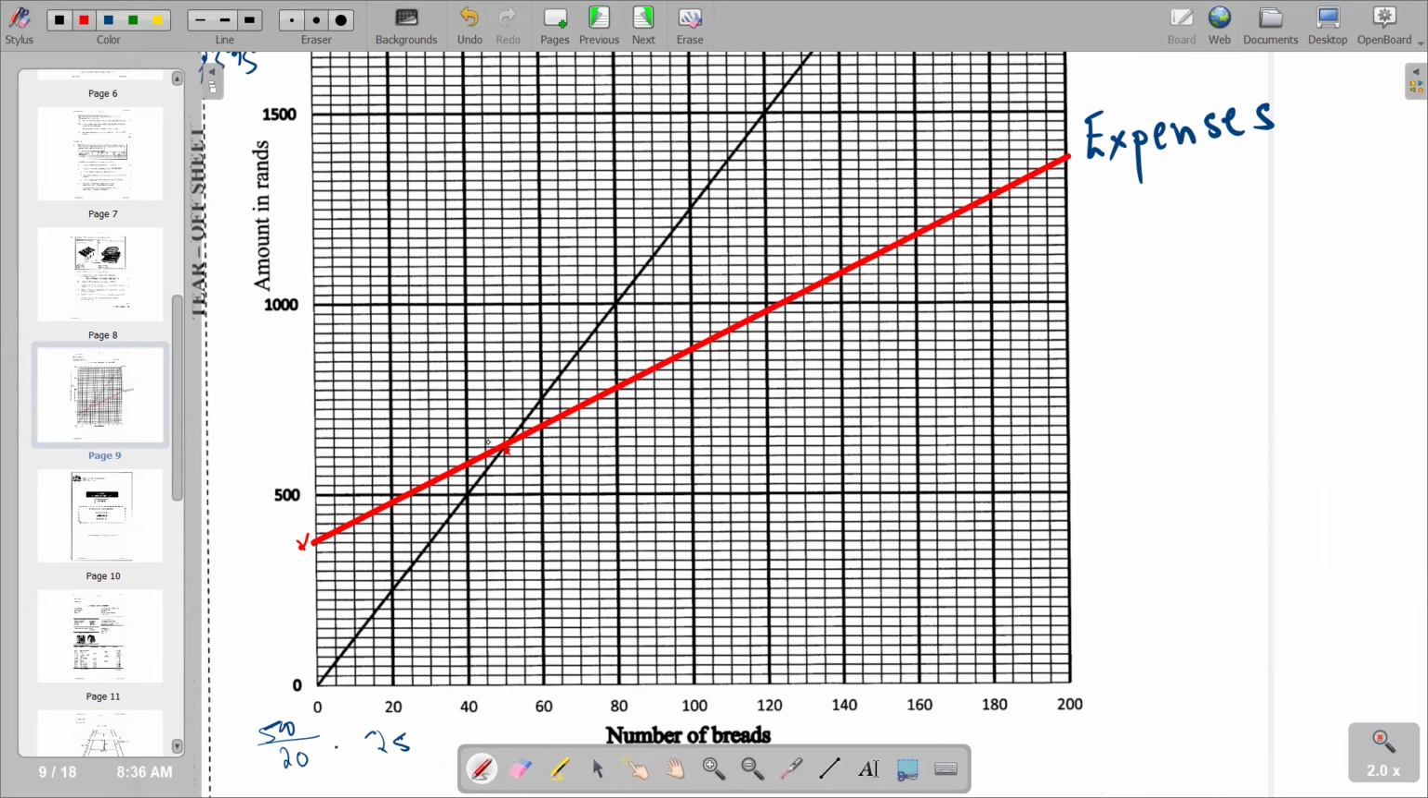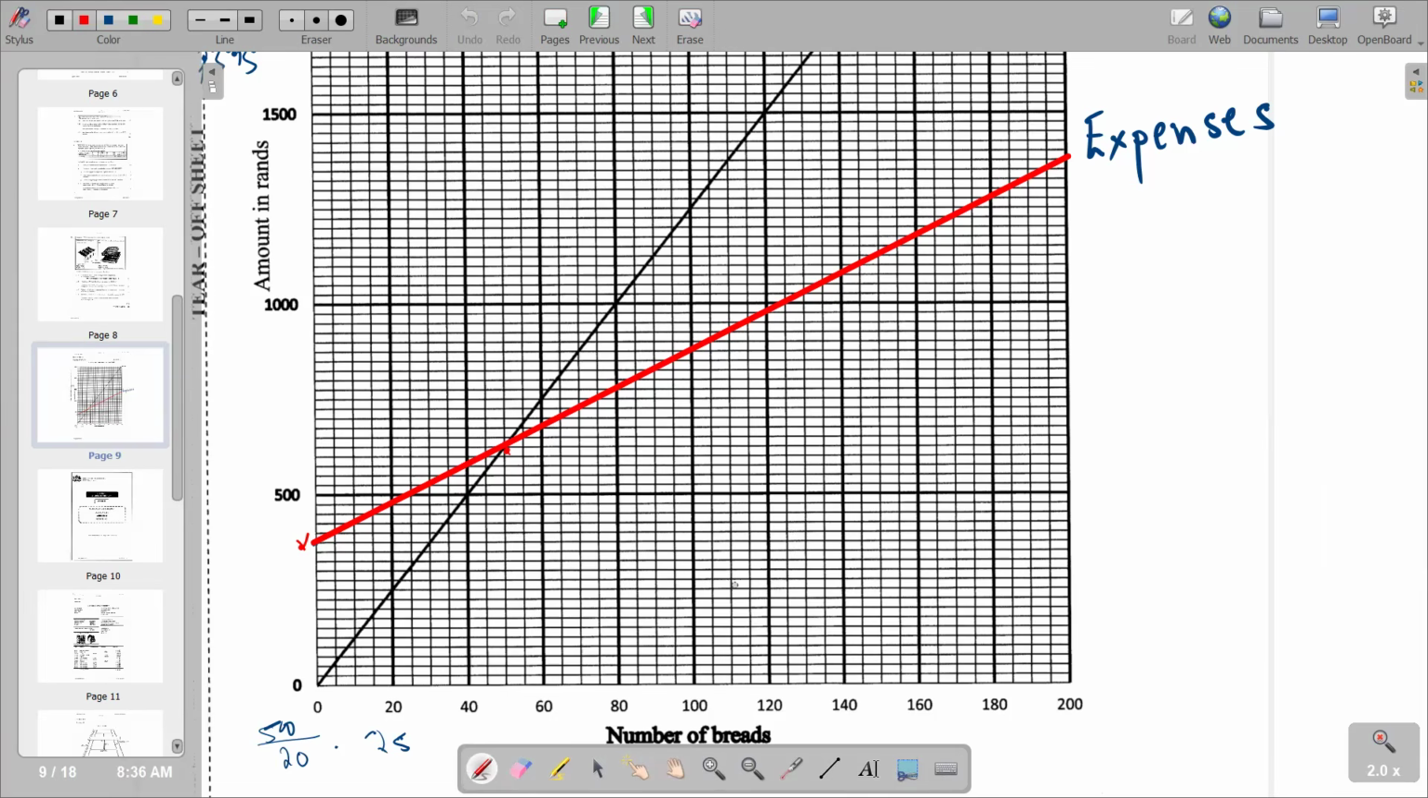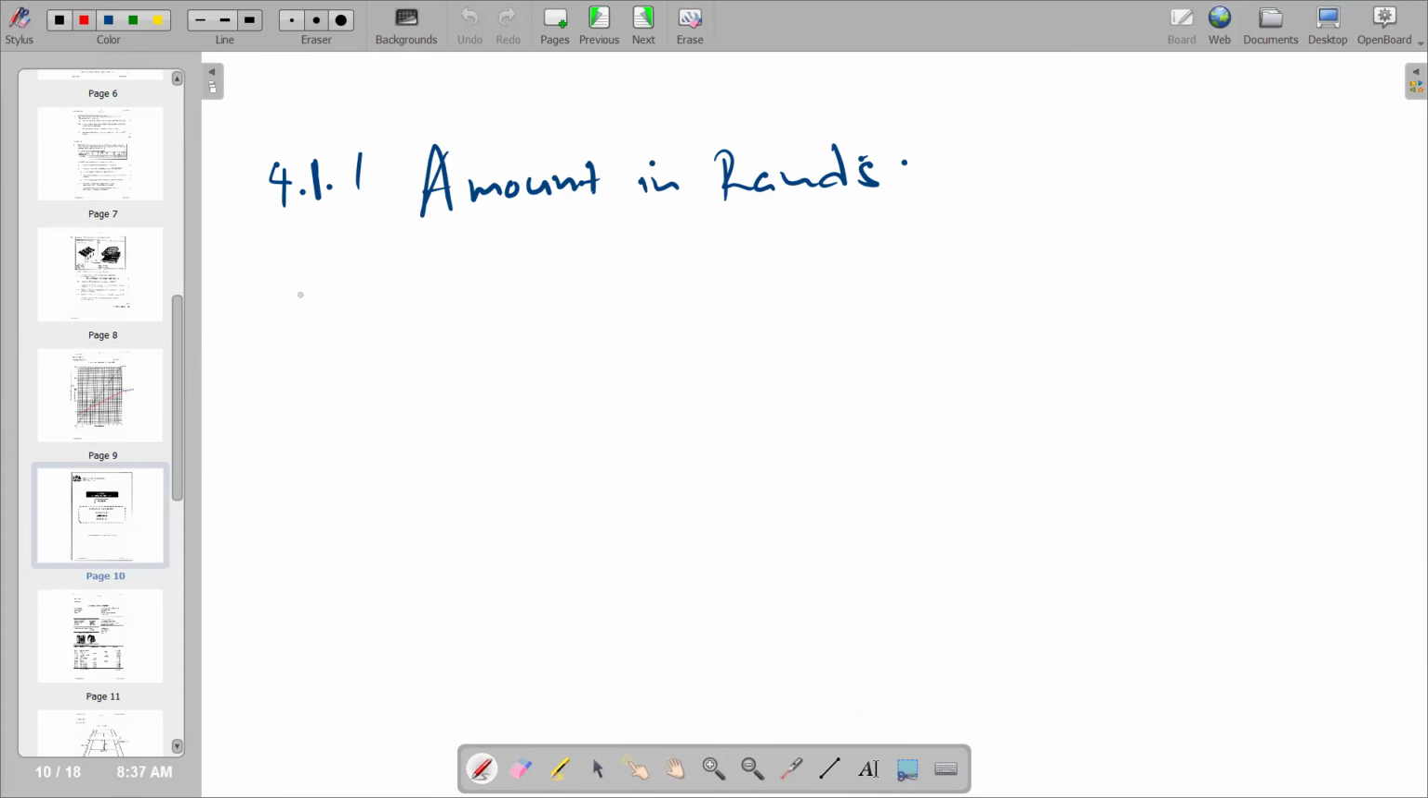We can just refer back and see. The question is asking, determine how many braids at the point of intersection. So we go down to check here. If you go down, 40 is going to represent our 50. So we have got 50 braids. We can indicate in the answer section, 4.1.1, 50 braids.